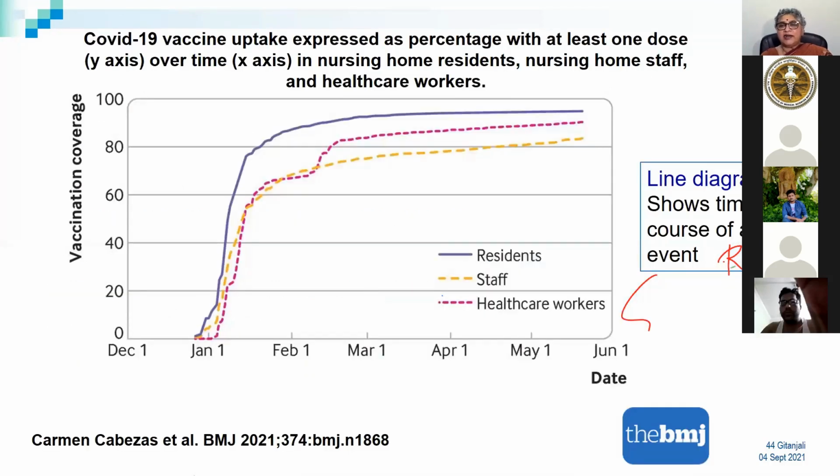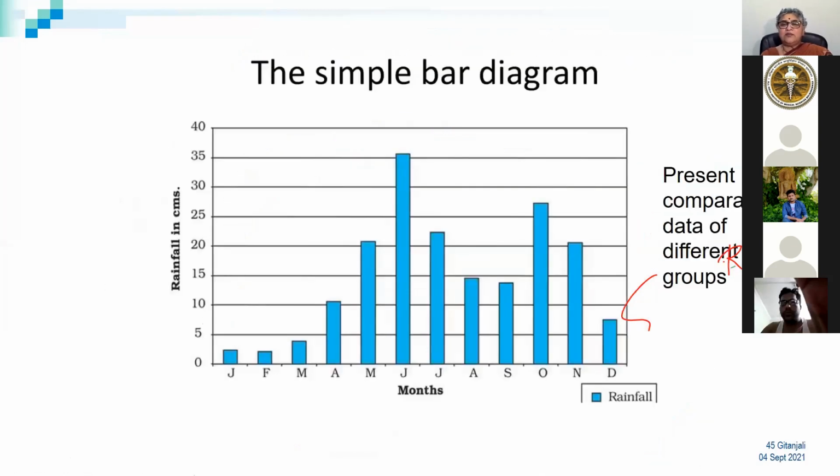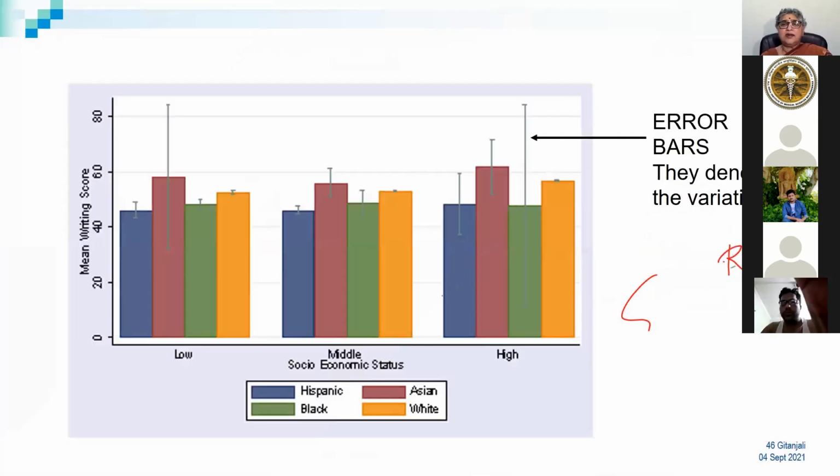This is a line diagram which shows the time course of an event. This is from a paper in the BMJ. Very clearly you can see the residents, the vaccination coverage, and the time. It is generally used for the time course of events. A simple bar diagram lets you present comparative data of different groups, as you can see. And then you have these bar diagrams.